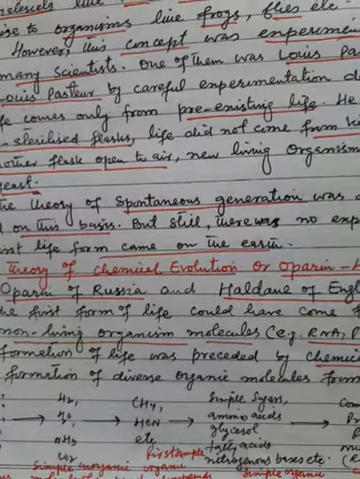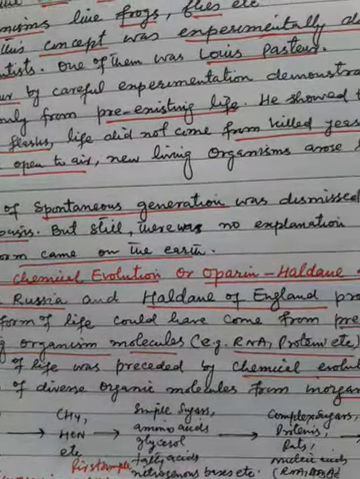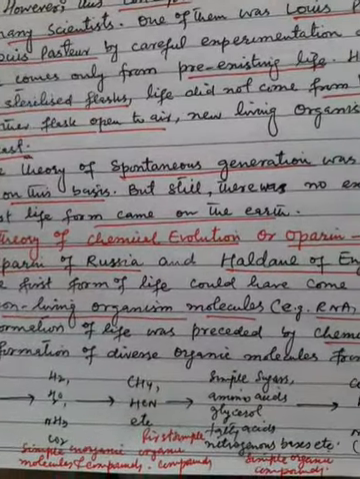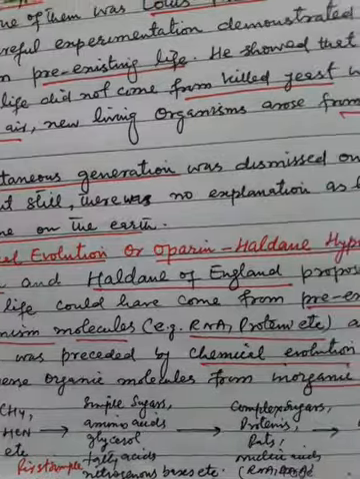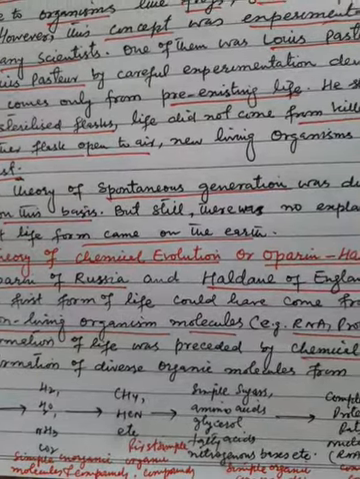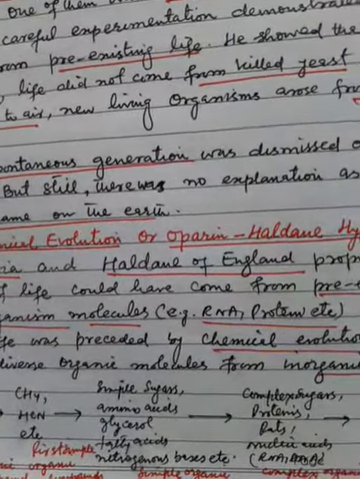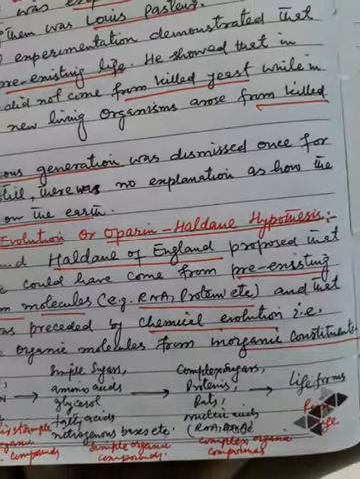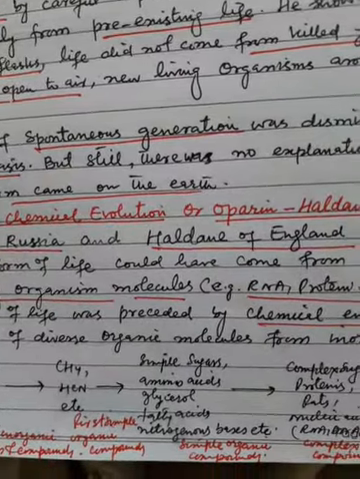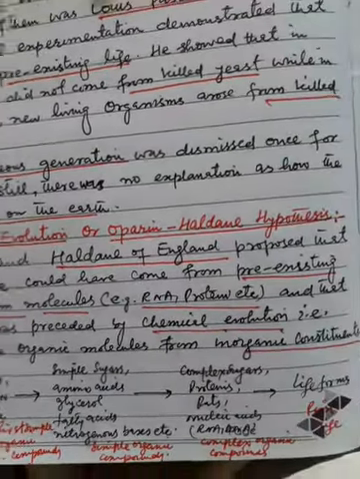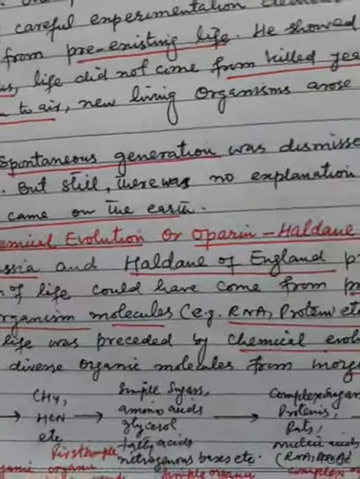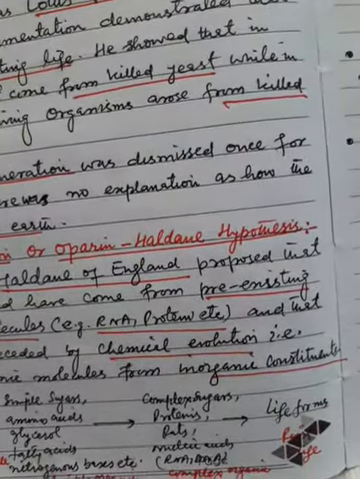Oparin of Russia and Haldane of England proposed that the first form of life could have come from pre-existing non-living molecules, for example, RNA, protein, etc., and that formation of life was preceded by chemical evolution, that is, formation of diverse organic molecules from inorganic constituents.